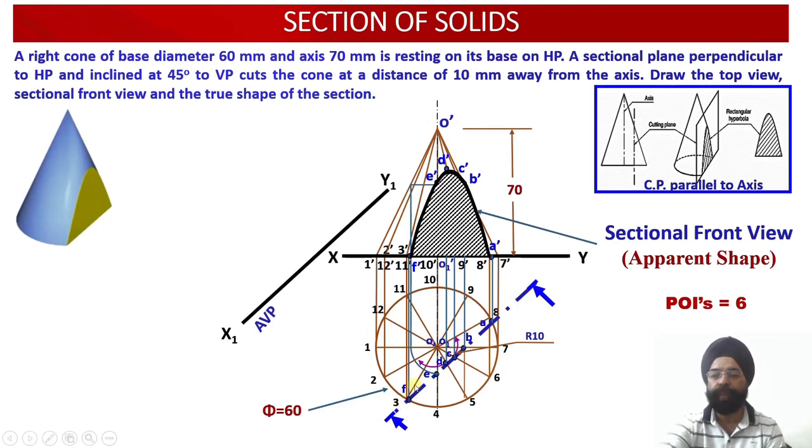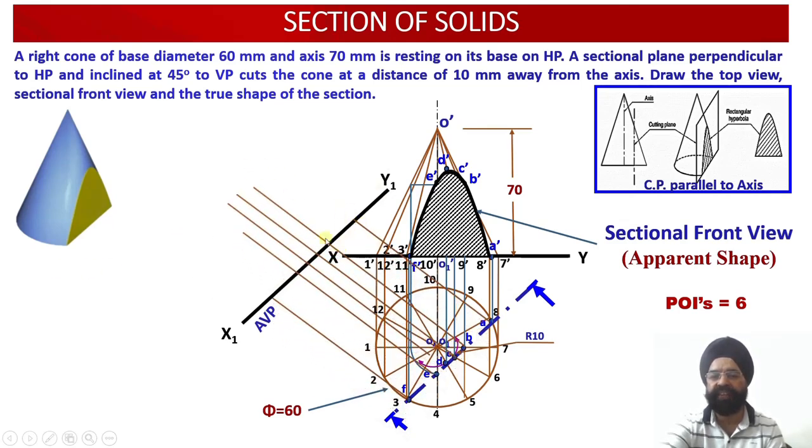And now how many POIs were located? 6. A, B, C, D, E and F. So through these 6 POIs, I am going to draw projectors onto this AVP, and the projection which will be obtained on the AVP is called the auxiliary elevation. And the auxiliary elevation view which I will be obtaining over here onto this AVP will provide me with the true shape.